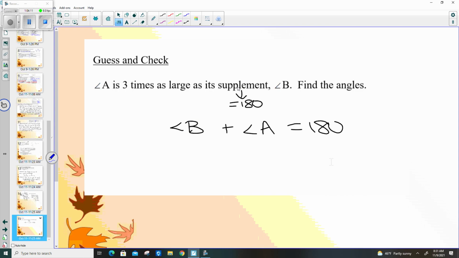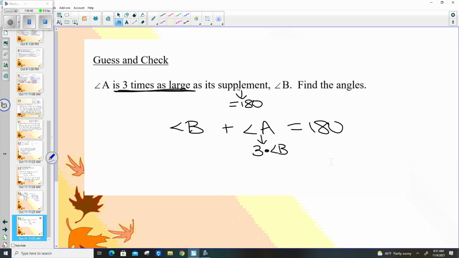If you're going to do algebra, absolutely you would do 180 divided by 4. We're going to do it with guess and check. You could do this algebraically. Why divide by 4? Absolutely. A is 3 times angle B. Okay, so we're going to do it with guess and check.